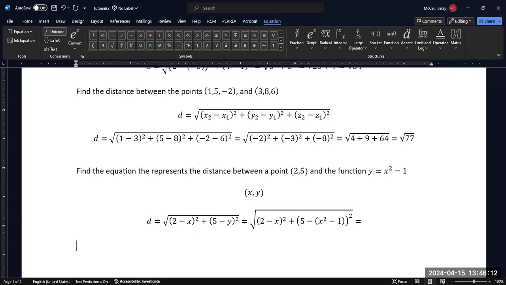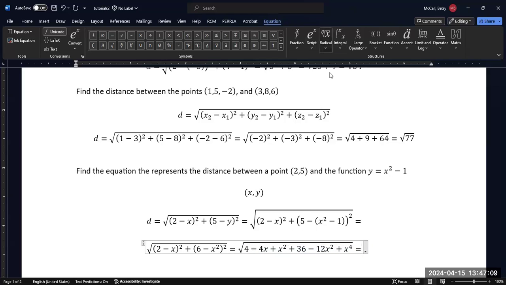And let's see if we can simplify this a little bit. 2 minus x squared, we're going to FOIL that out in a second. 5 minus x squared plus 1 is going to give me 6 minus x squared. And so (2 minus x) quantity squared is 4 minus 4x plus x squared. And (6 minus x squared) squared is going to give me 36 minus 12x squared plus x to the 4th.